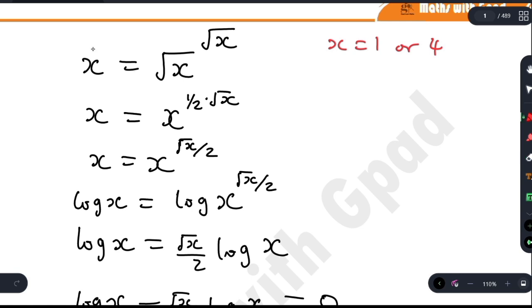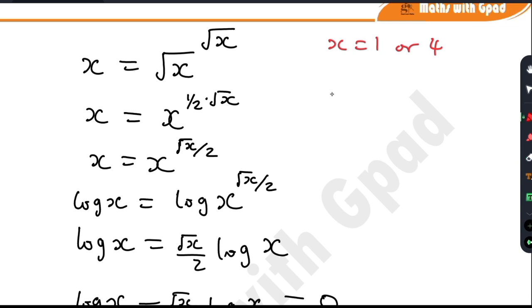So remember, x is equal to 1 or 4. Let's just quickly do a test. If you plug in 1 into this equation, remember x is 1. So 1 is equal to the square root of 1 raised to the power of the square root of 1. What is the square root of 1? 1. What is the square root of 1? 1. So everything is equal to 1. So that's correct.